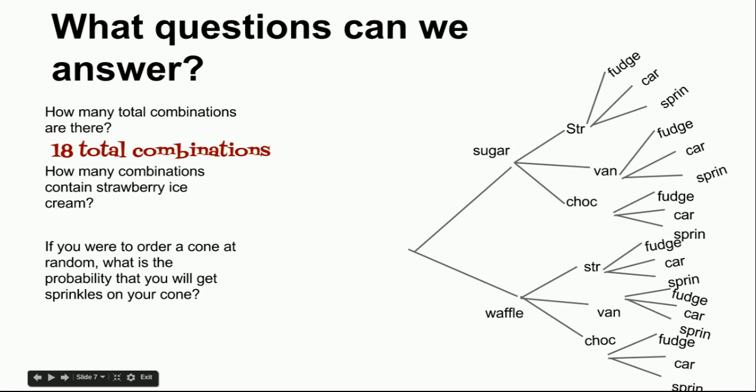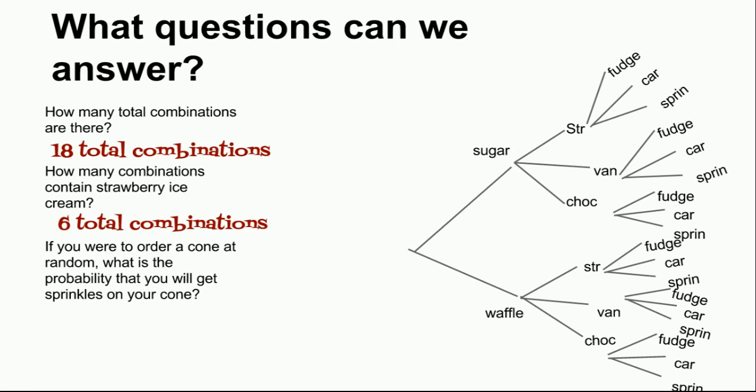Let's say I wanted to know how many of my combinations contain strawberry ice cream. Well, here's 1 strawberry, but for that 1 strawberry, there are 3 possible combinations. And then for this strawberry, there are another 3 possible combinations for a grand total of 6 combinations.